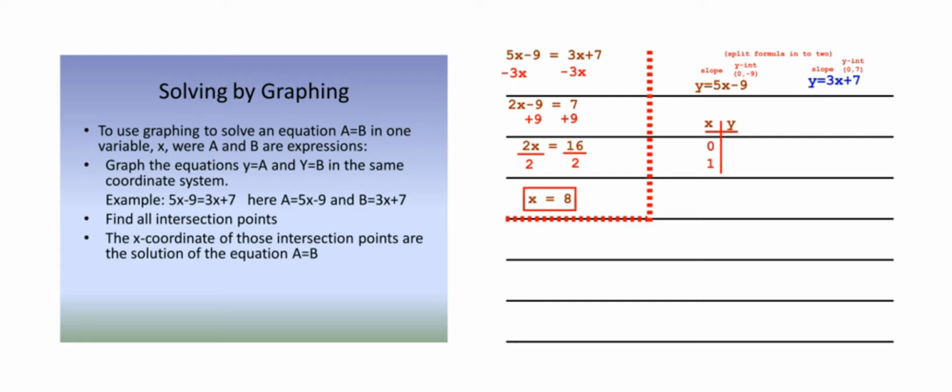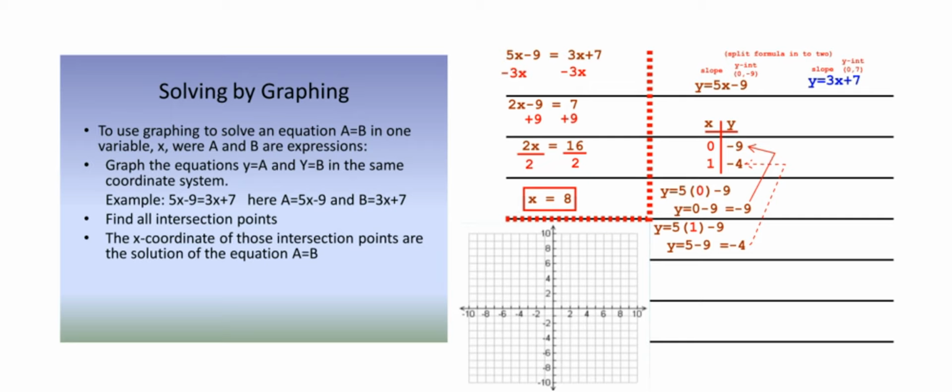Let's pick some random values. Well, let's make it easy. 0 and 1, what easier values than those? As we plug into the first equation, substituting 0 for x, 5 times 0 is 0, that gives us y equals negative 9. Okay, we have the first solution. Second case, when x equals 1: 5 times 1 minus 9, so 5 times 1 is 5, and 5 minus 9 gives us negative 4. So when x is 0, we get negative 9. When x is 1, we get negative 4.